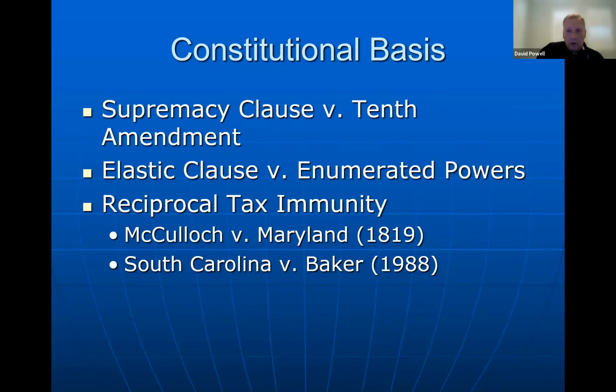Chief Justice Marshall, in writing the decision in McCulloch versus Maryland, said the power to tax is equivalent to the power to destroy. Therefore, the state of Maryland cannot tax the holdings of the national government, and the national government cannot tax the holdings of a state government. Reciprocal tax immunity. That was a very important principle that underpinned intergovernmental fiscal relations for many, many years, all the way up until the 1980s.